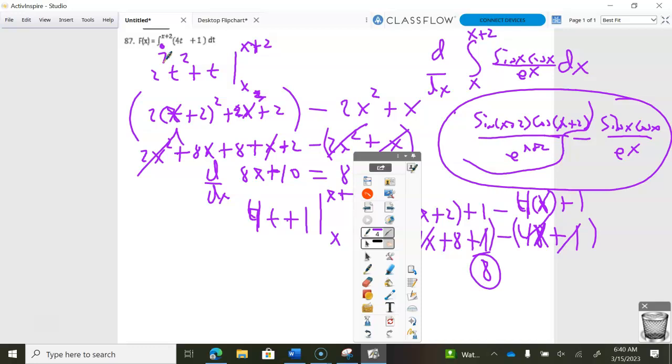The much more likely scenario is that you may have to deal with a weird upper limit. If it's 2x, the derivative of that is going to be 2, right? So you tack on a chain rule factor. All right? Hopefully that's enough for you to get by.